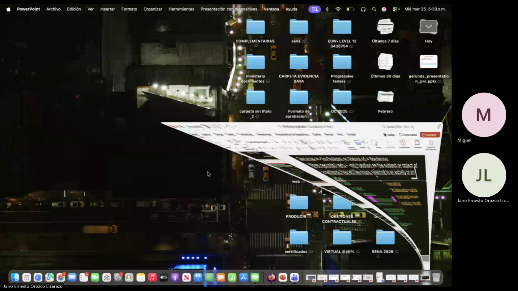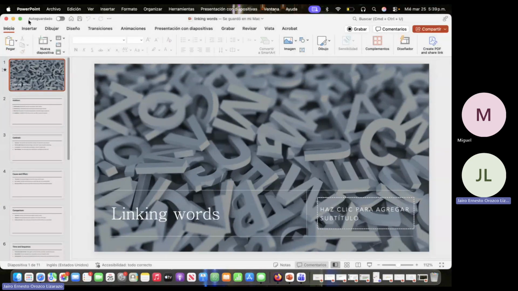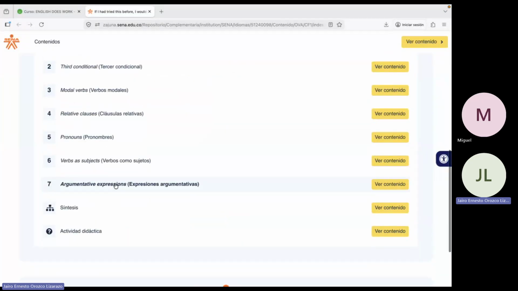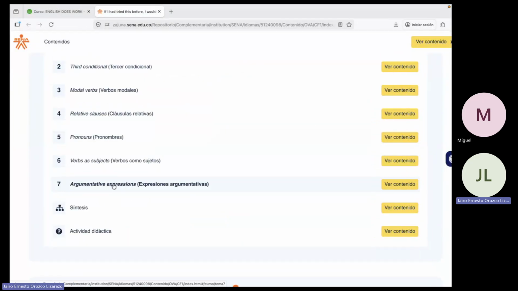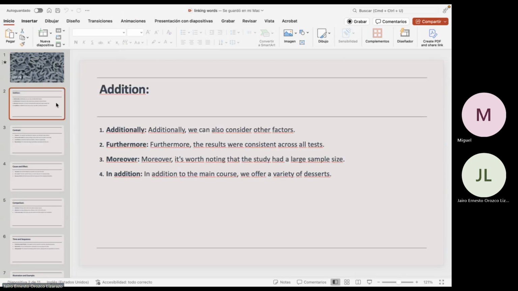Finally, for this class, we have linking words, right? In the formative component, argumentative expression. So I call them linking words, basically. We have a few linking words. There are many, many more than this, but these are the most common. Okay.